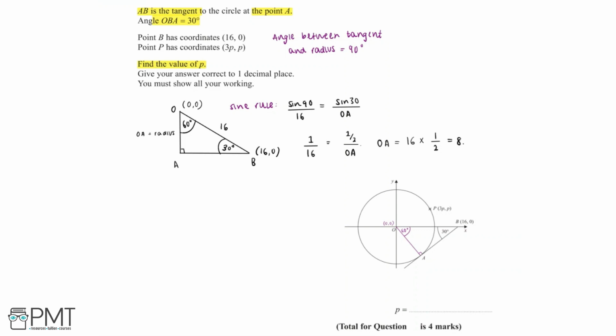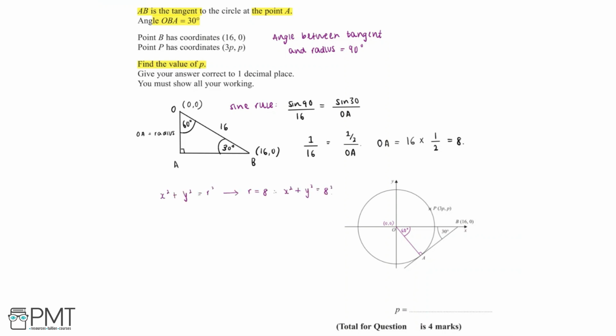Now this circle has a centre O. Its centre lies at the origin, and so we know that the equation for this circle must be in the format x squared plus y squared equals r squared, where r is the radius of the circle. Now we've found that the radius of the circle is equal to 8, and so we can say that the equation of the circle is x squared plus y squared is equal to 8 squared.